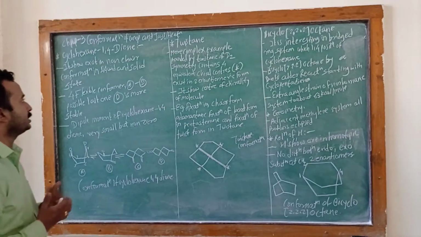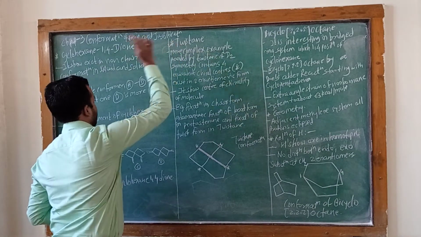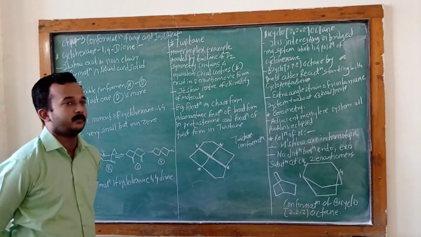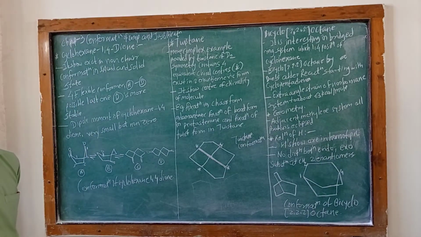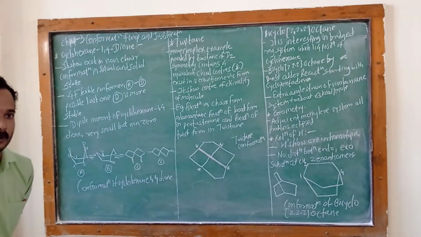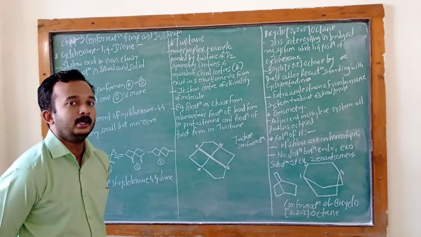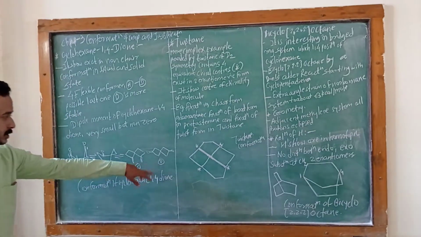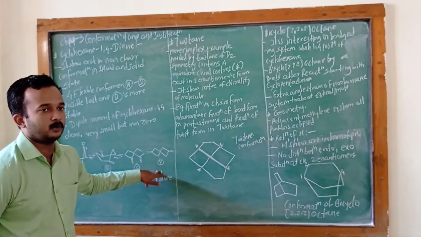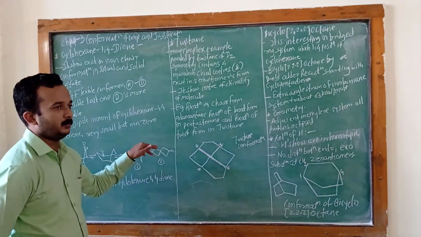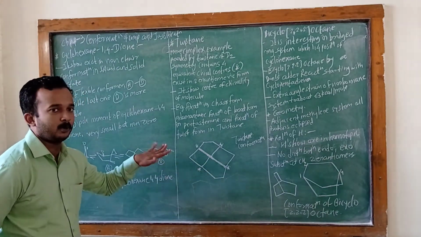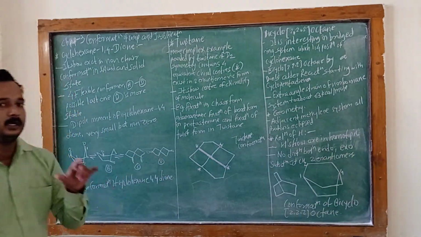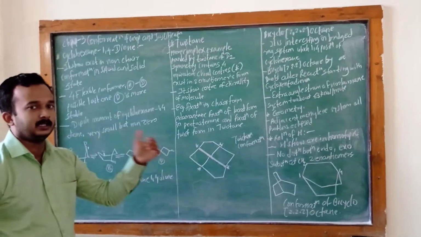Therefore, the next compound is twistane. This first compound was cyclohexane 1,4-dione. In cyclohexane 1,4-dione, four flexible conformations are possible, and the D conformation is more stable than the other three. Why is it more stable? Because the 1,4 carbonyl groups are equatorial, so there is no steric interaction between them, therefore it is more stable than the other three conformations.